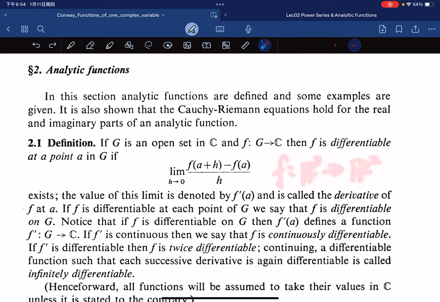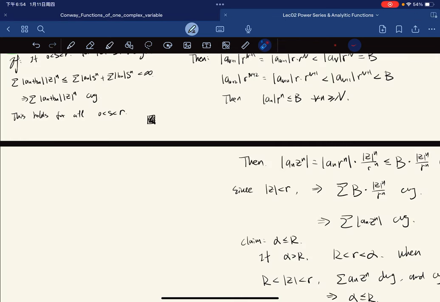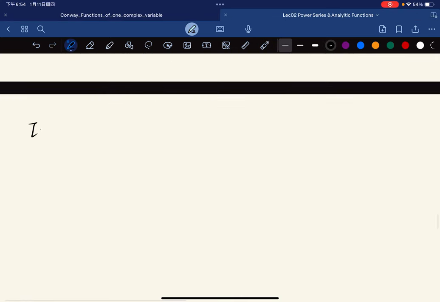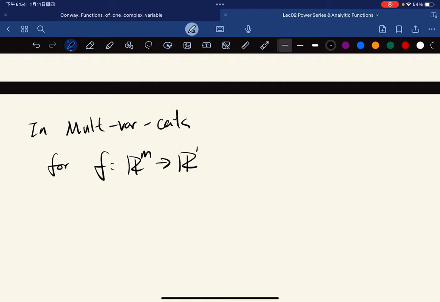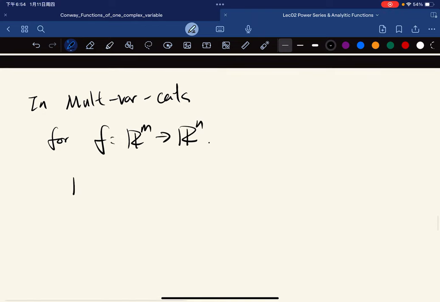But remember in multivariable calculus, right? In multivariable calculus, for f mapping from R^m to R^n, right? The derivative of f is a linear map.